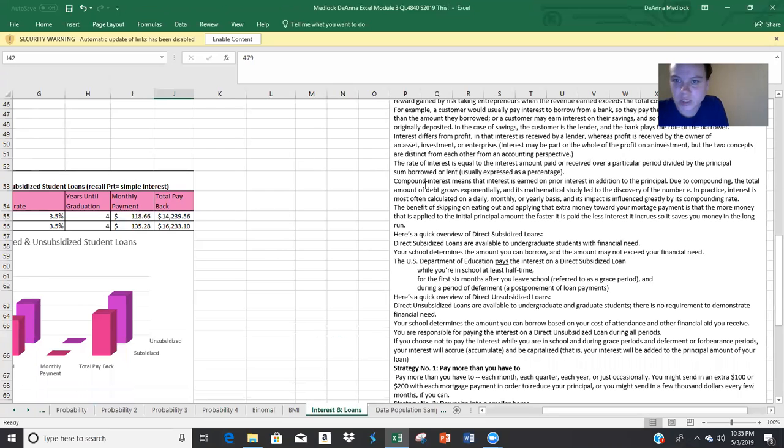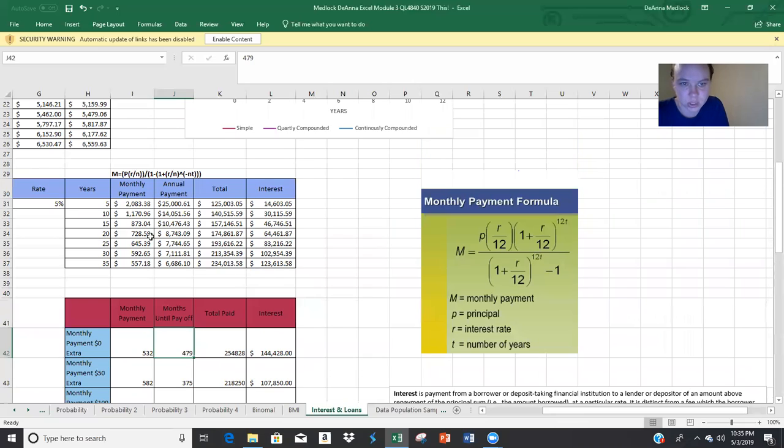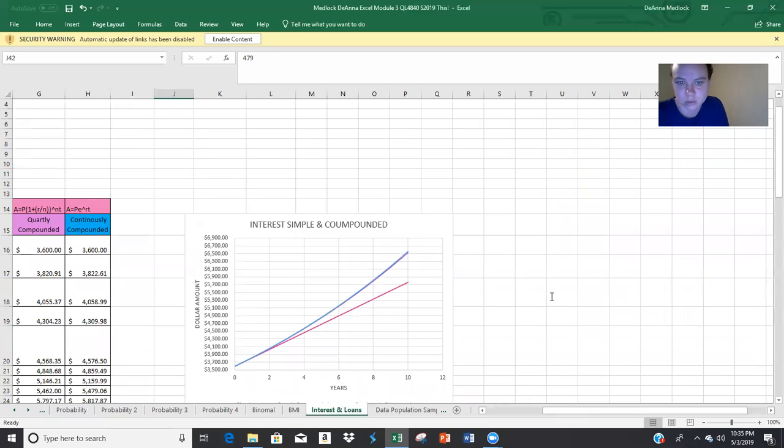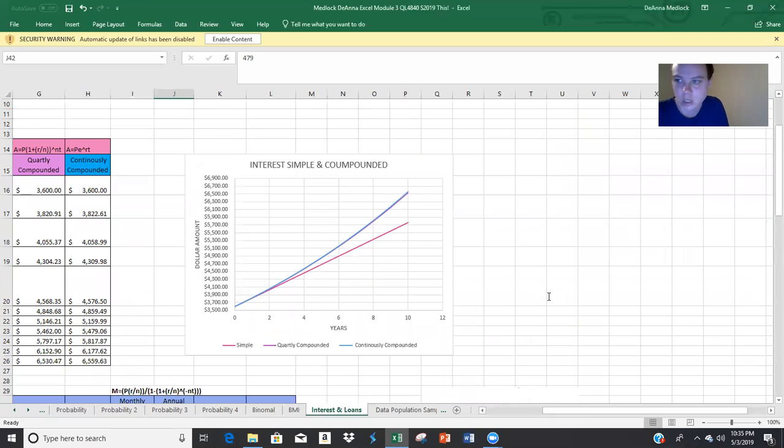The rate of interest is equal to the interest amount paid or received over a particular period divided by the principal sum borrowed or lent, usually expressed as a percentage. And here we showed our percentages. We graph them here too to show the difference between simple, compounded, and continuously compounded.